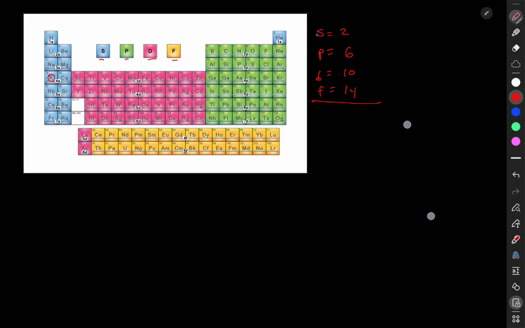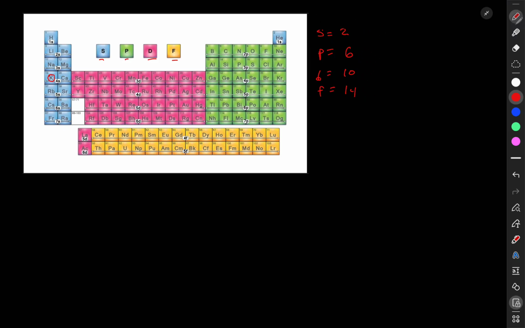If you remember this, you're halfway through. If you don't know spdf and you forget how many electrons you need for each, just know that this goes up by 4. So 2, 6, 10, 14, that's plus 4, plus 4, plus 4. Just another trick that can help you out.